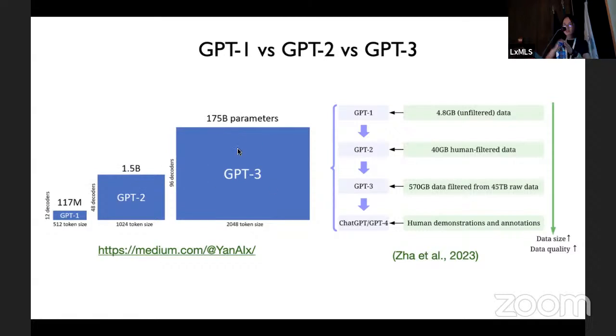GPT-3 further doubled the context length to 2048 tokens. GPT-3 comes with many different sizes, and the largest GPT-3 model has 175 billion parameters. If you look at the data size, it has also increased a lot, from 4.5 gigabytes to 40 gigabytes to 570 gigabytes. So things have increased exponentially from one generation to the next, and things just work magically when you scale up the model sizes and the data sizes.